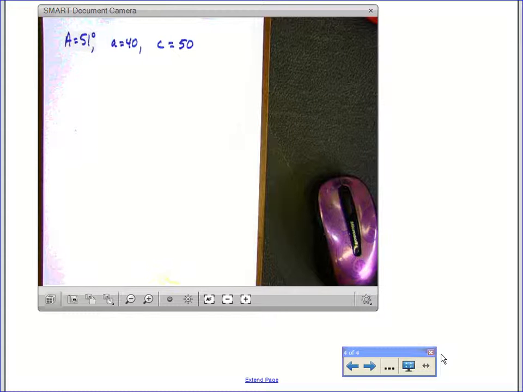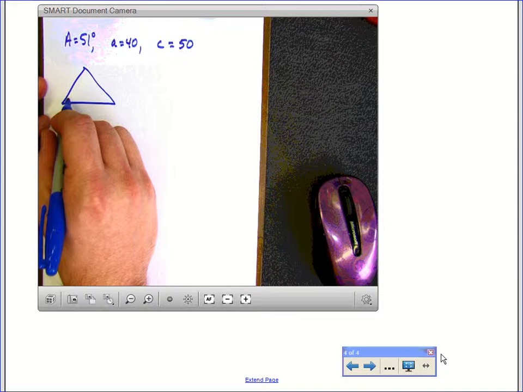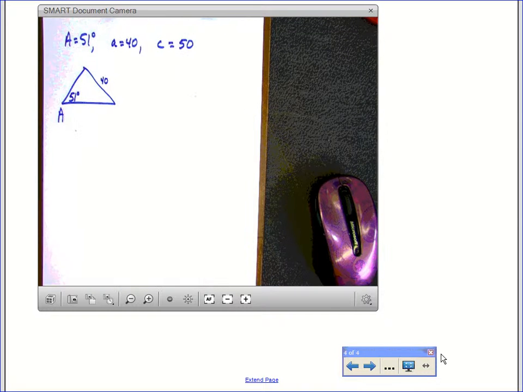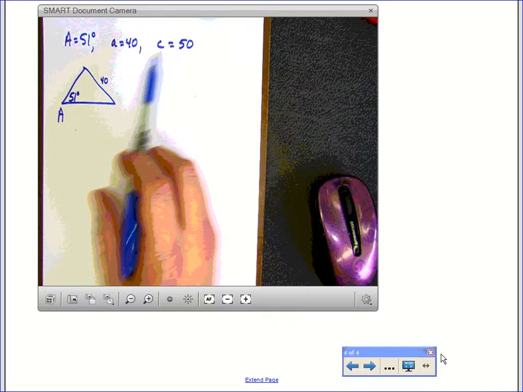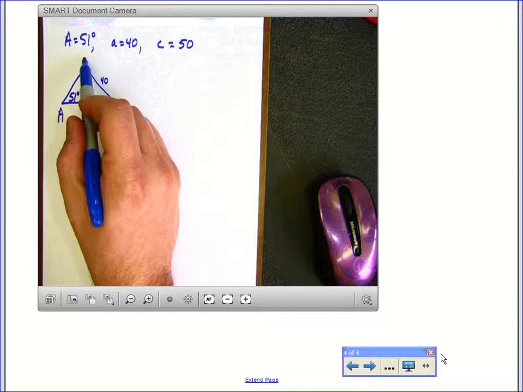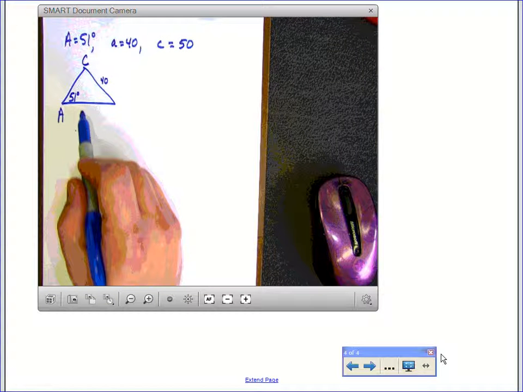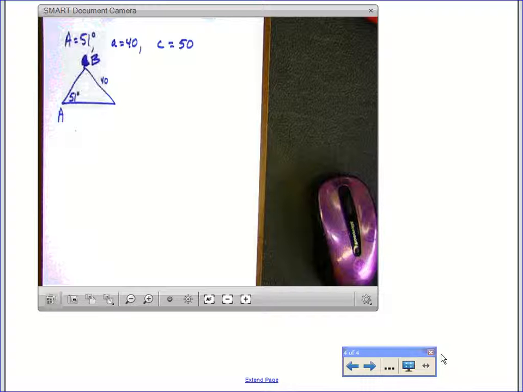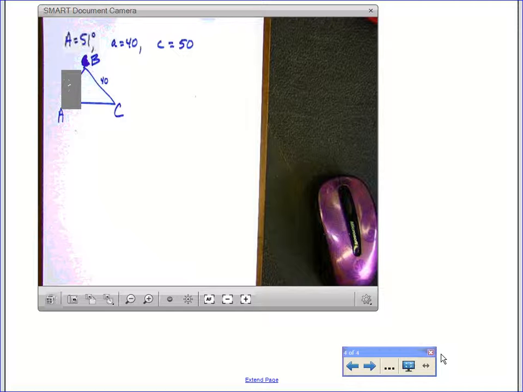All right, let me draw my triangle. I'm going to put angle A in like the bottom down here. So it's 51 degrees. All right, you got side A is 40. All right, where do y'all want to put angle C so we can put side C? You want to put it up the top, okay? You don't like, okay. Yeah, I don't like that. Okay, we'll put B right there. All right, we'll put C right here. All right, this one's 50. Okay, and that's all they gave me, right?